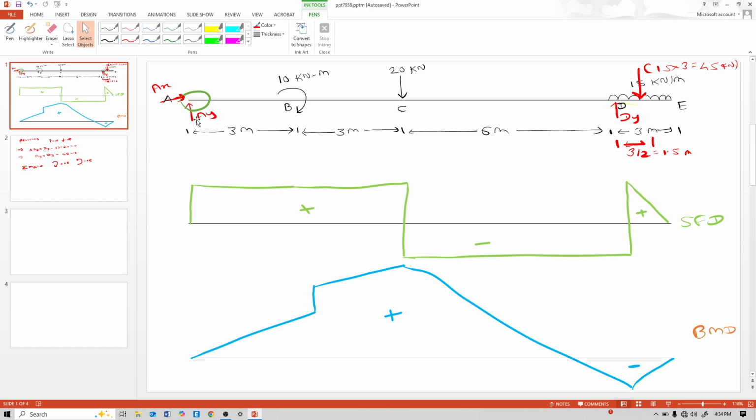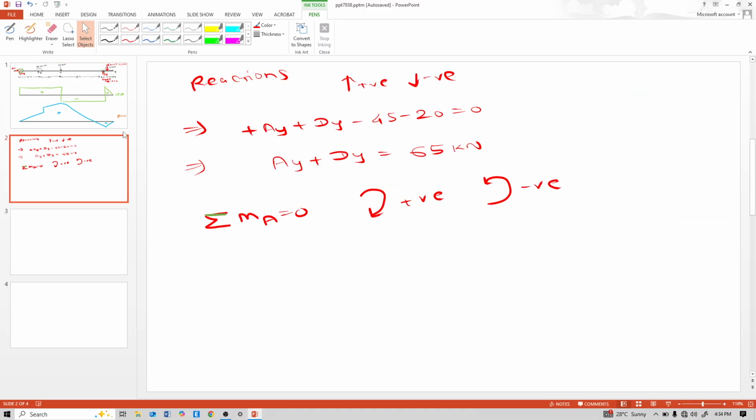So it is 61.46 kilonewton. DY is 61.46. Now put this DY in equation 1. So AY is equal to 65 minus 61.46, 3.54 kilonewton.